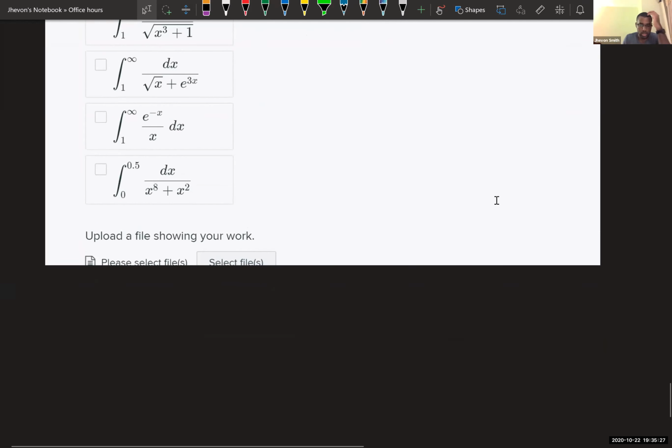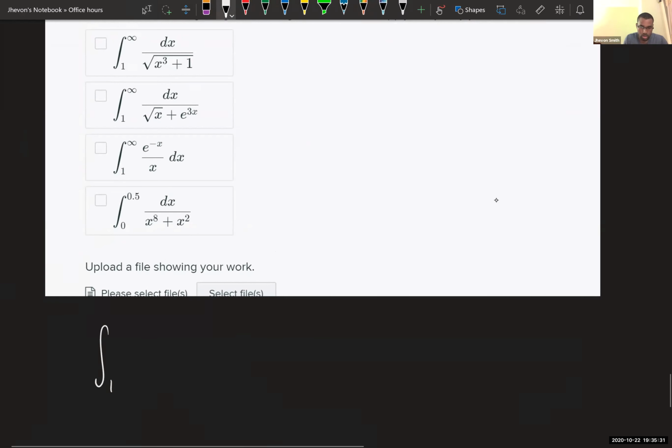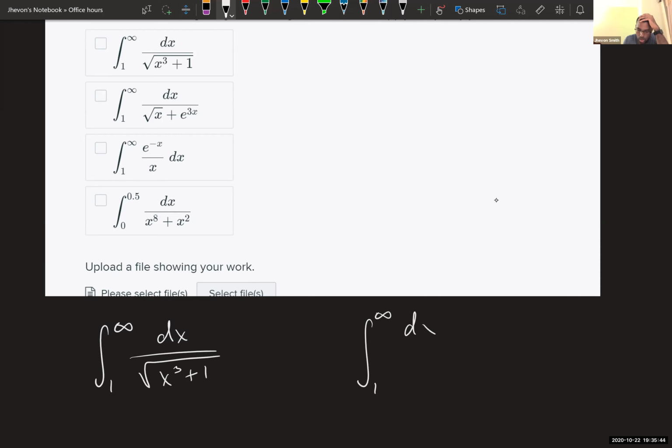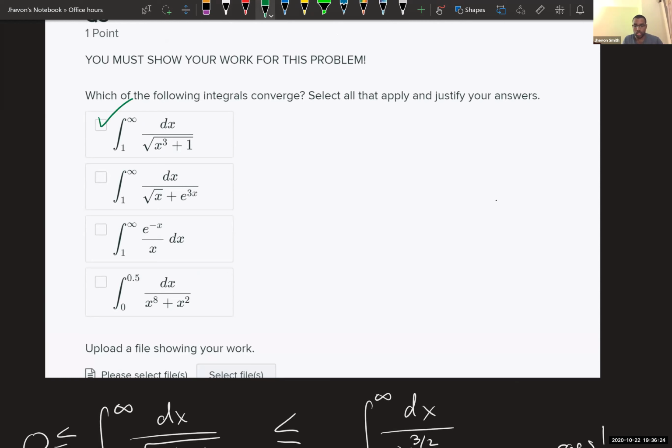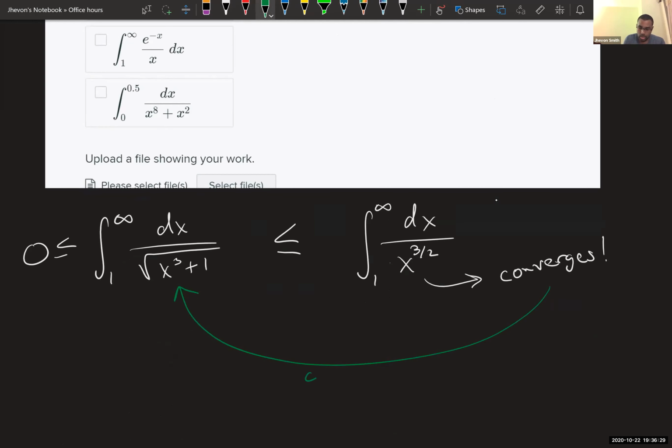Yeah, so okay, for the first one, you can compare this, if you remove the 1, to just x to the 3/2. So whose denominator is smaller? So who's bigger between these two? The one on the left. Or no, sorry, the one on the right is bigger because its denominator is smaller. So it goes like that. Right? And this we know converges. So this converges, so that converges by comparison.